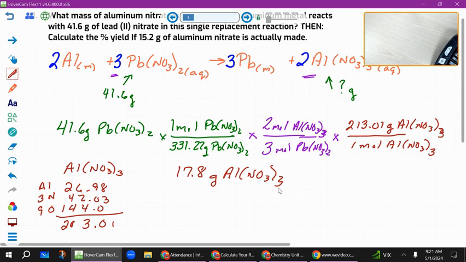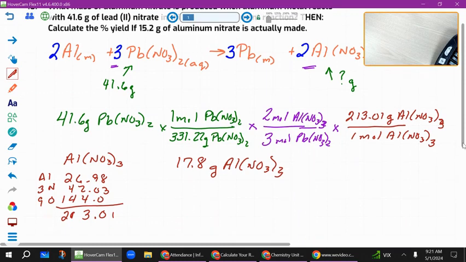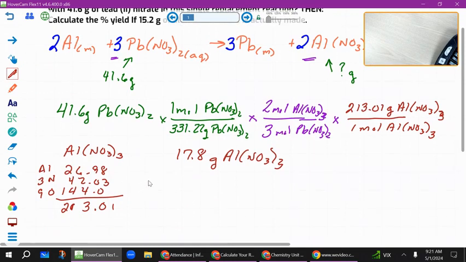Okay. Now, there is a way to measure how well you've done an experiment. And that, ladies and gentlemen, is called the percent yield. Percent yield is a simple formula. The formula for percent yield is equal to the experimental value, and I will write that out for you.